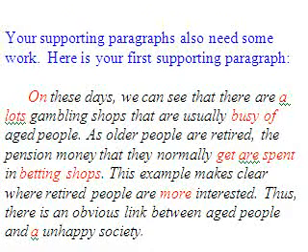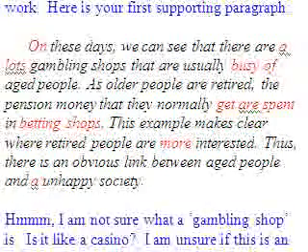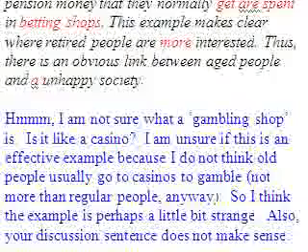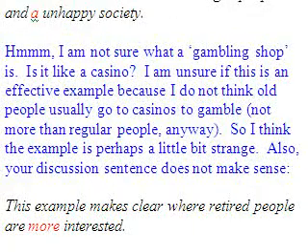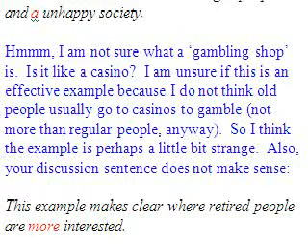"On these days, we can see there are lots of gambling shops that are usually busy of aged people. As older people are retired, the pension money that they normally get are spent in betting shops. This example makes clear where retired people are more interested. Thus, there is an obvious link between aged people and an unhappy society." So this is the first point that the student is talking about, where old people spend money in a wasteful manner.